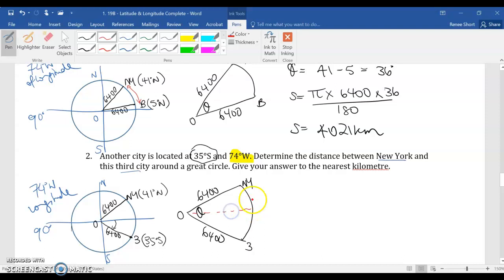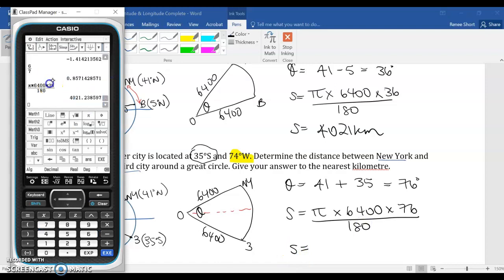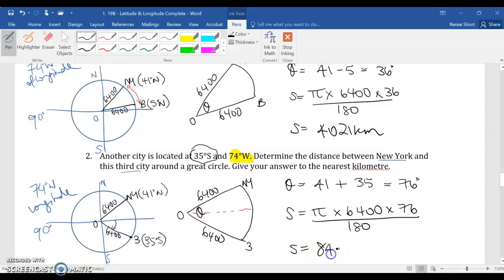And what we can think about with that angle is the equator splits it, and it actually comes from adding the 41 degrees north for New York plus the 35 degrees south for my third city, and that adds to be 76 degrees there in that angle. So now if I find this side length, I'm doing pi times 6,400 times 76 for that angle, all over 180. And if I pop this in my calculator, I'll just change that final angle to be 76, and we get 8,489 kilometres to the nearest kilometre there.